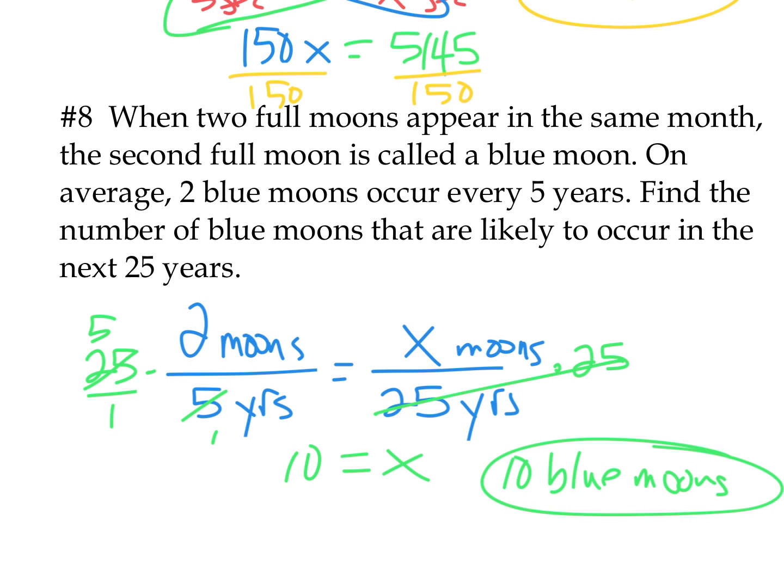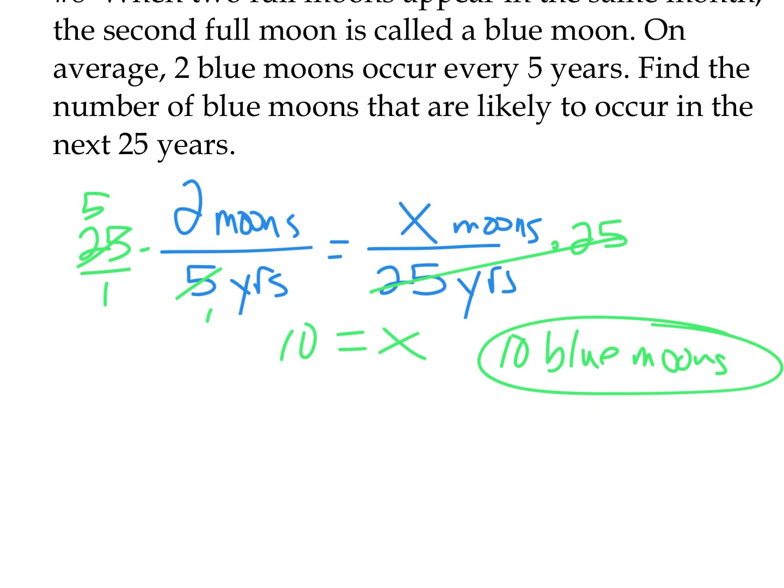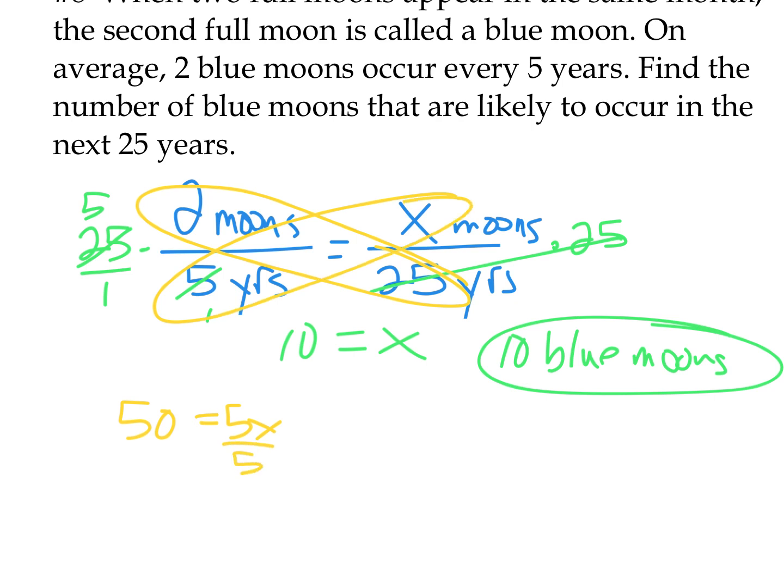If you did the cross products, let's look at it. We do 2 times 25, that's 50, equals 5 times x, 5x. So we would have ended up with, do that real quick, 50 equals 5x, the cross products, right? 2 times 25, 5 times x. Then we divide by 5 on both sides, and we get 10 equals x. The same answer, we'd still get 10 blue moons. So you can solve it either way. And we're going to see as we go forward, there are other instances where the cross products can be sometimes more useful, but if it's set up as we see here, you can use either method you want.